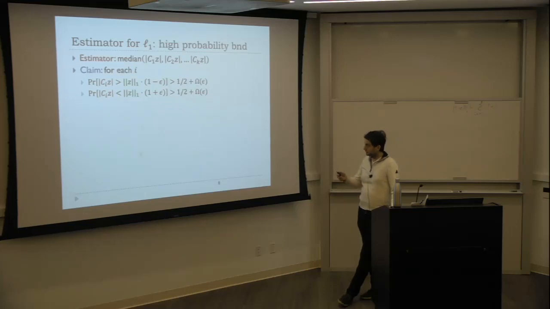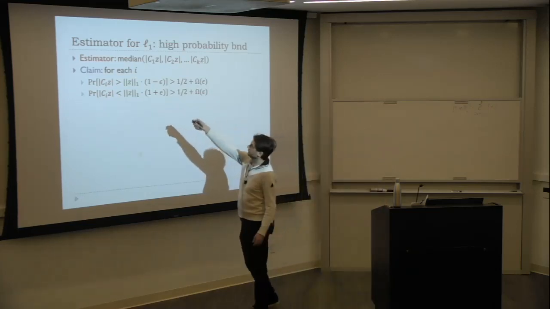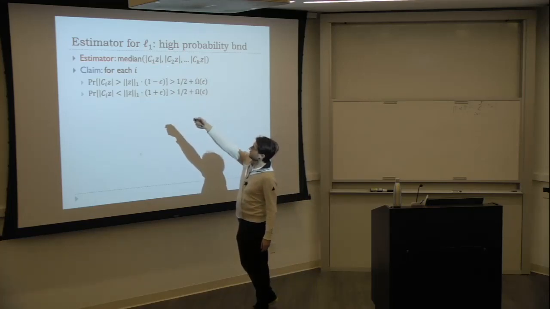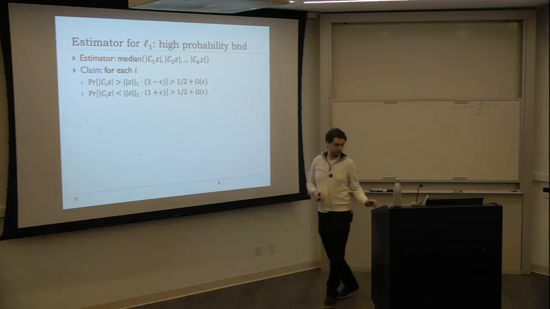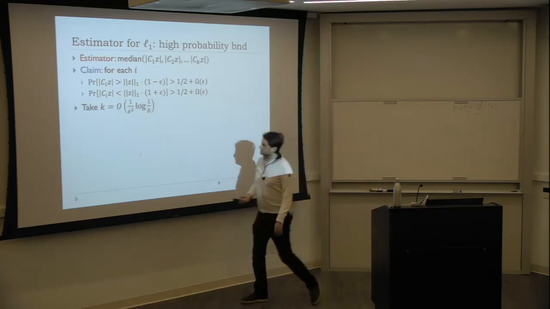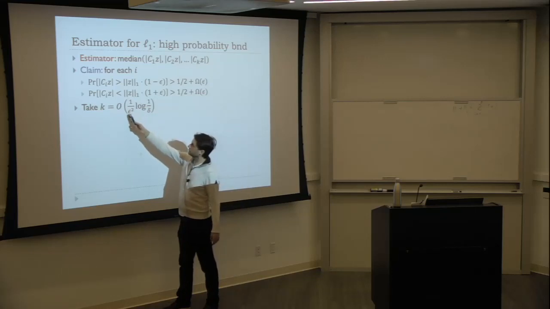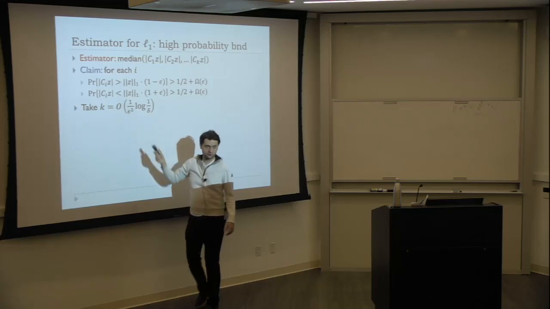And now let's use this claim to prove that our estimator for the L1 norm of z, in particular the median of these quantities, is a good approximation up to 1 plus or minus epsilon of the L1 norm of z. In particular, we'll take k equal to order of 1 over epsilon squared log 1 over delta, to achieve a delta error and a 1 plus or minus epsilon approximation.